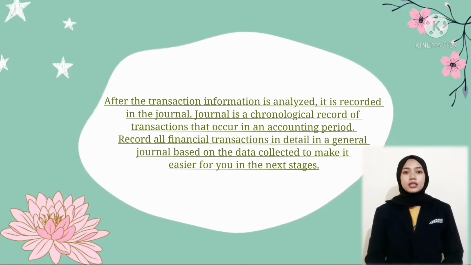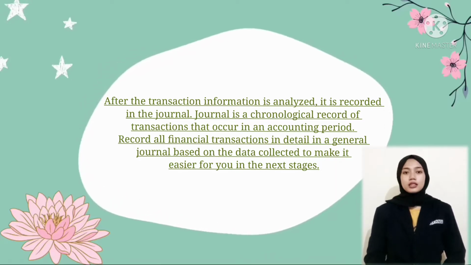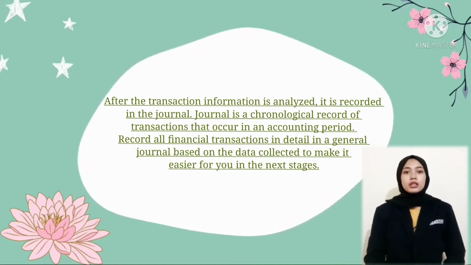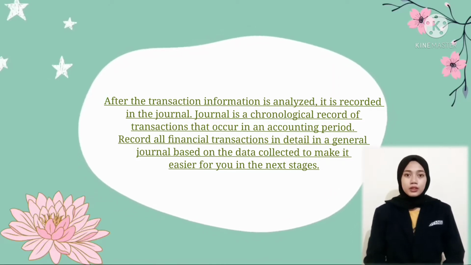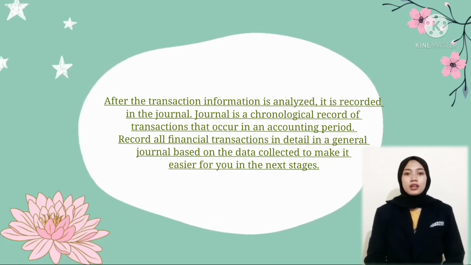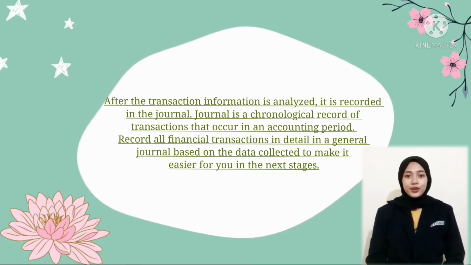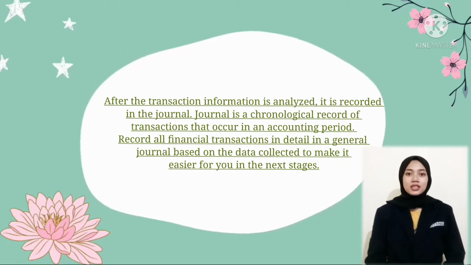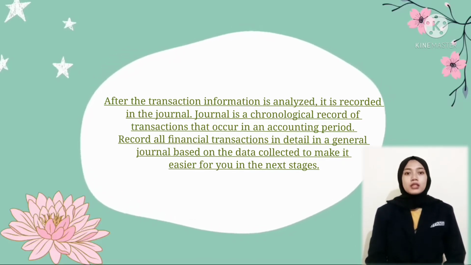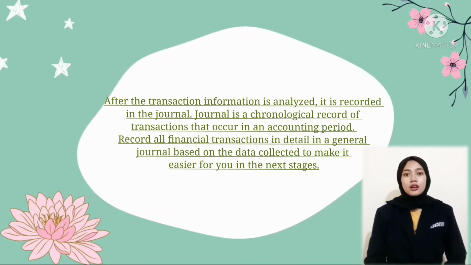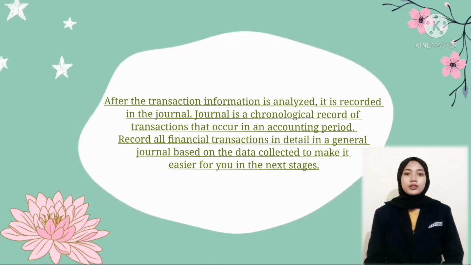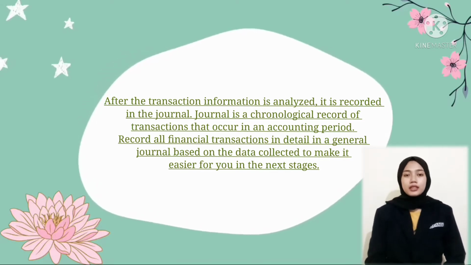After the transaction information is analyzed, it is recorded in the journal. A journal is a chronological record of transactions that occur in an accounting period. Record all financial transactions in detail in a general journal, based on the data collected, to make it easier for you in the next step.